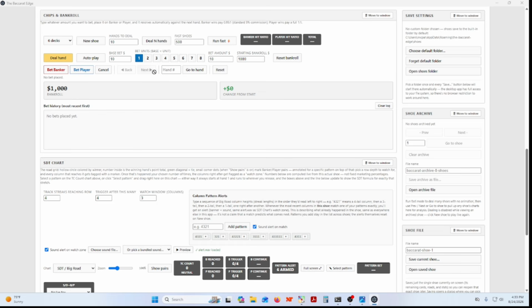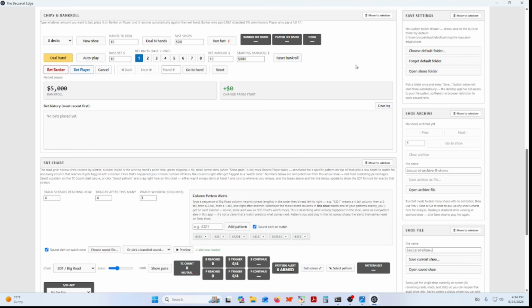Chips and bankroll. This is the heart of it all right here. And you know what? I think I just came up with an idea, and I'm going to have to contemplate this. I think I'm going to add the current hands and the chips and bankroll all in one under one window. But the chips and bankroll, this is another section. This is where it all happens, right? You select your decks, new shoe, your bankroll. So the default is 1,000. If I want to set it at like 5,000, just type in 5,000, hit reset bankroll, and boom, you've got a $5,000 bankroll.